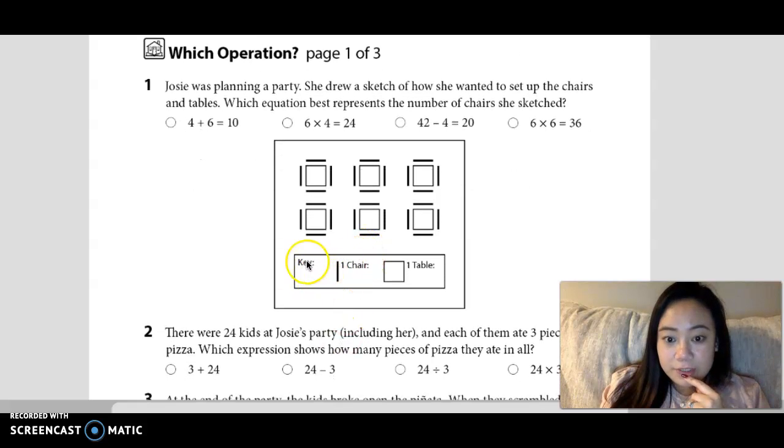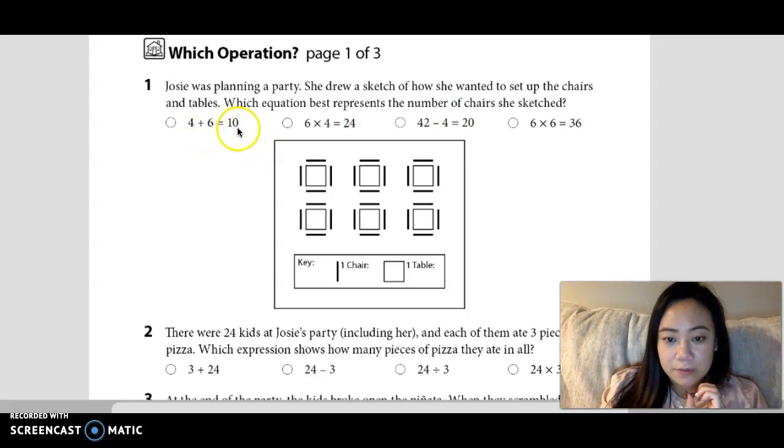So, there's a key here. So I need to know how to read this. There's a key. So a line like this means 1 chair, and a square means 1 table. Which equation best represents the number of chairs? So we're thinking of chairs, not tables, okay? So which one is it?